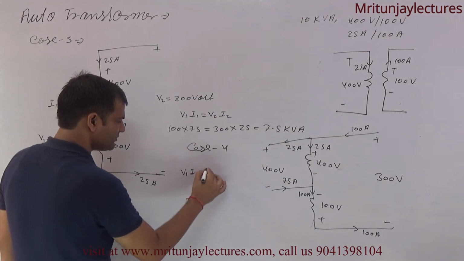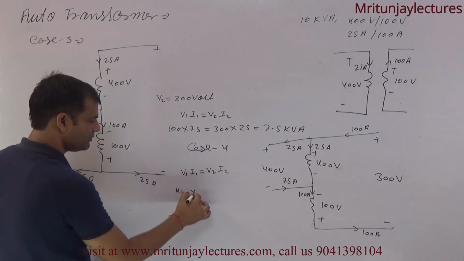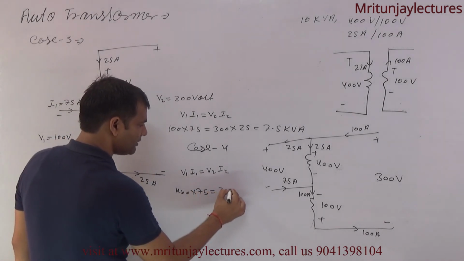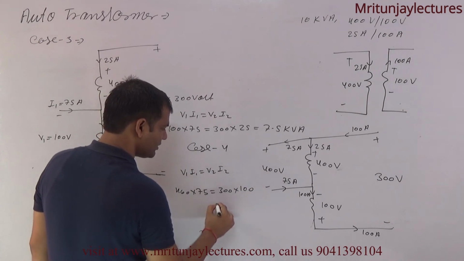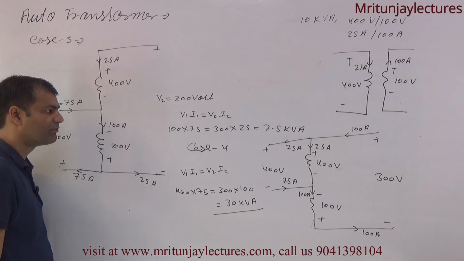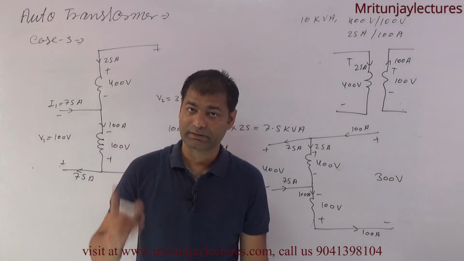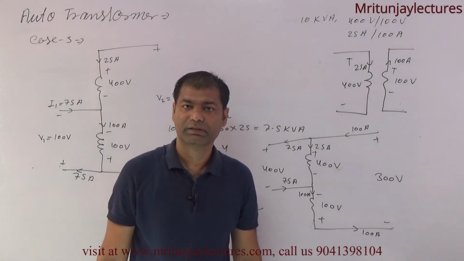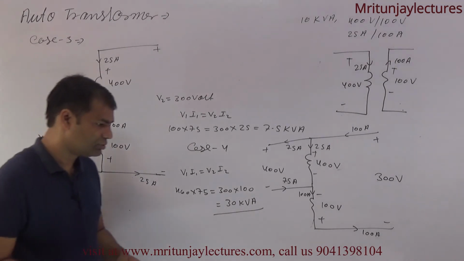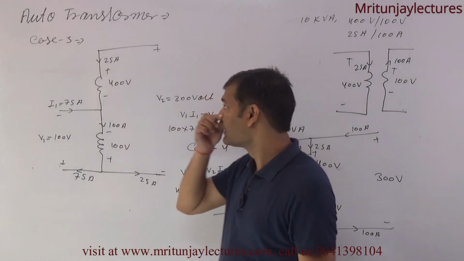V1 I1 will be equal to V2 I2. V1 is 400 into 75 ampere, which will be equal to V2, 300 into 100, that is 30 kVA. It is more advantageous than this one, that is 50 kVA rating. First of all, it is clear how to do this, as most of the time questions are asked corresponding to this.